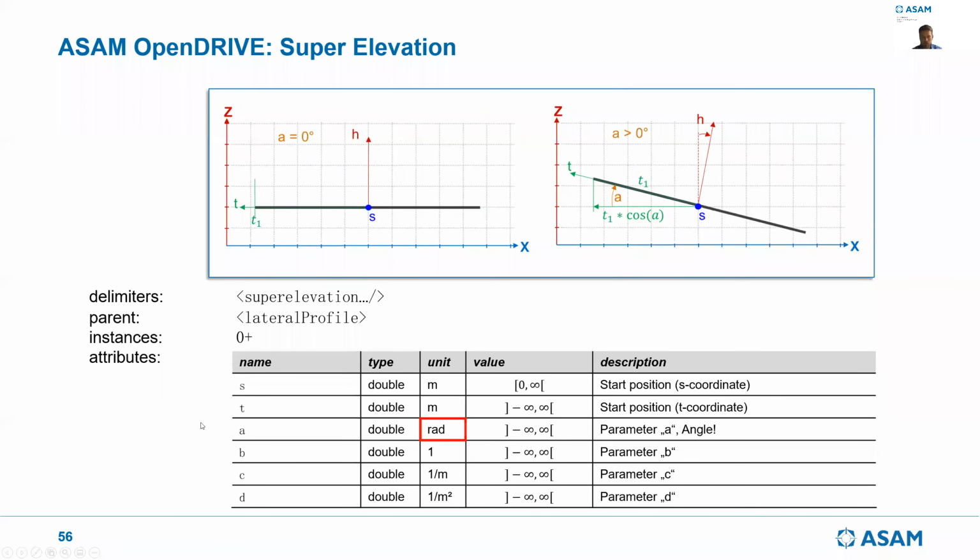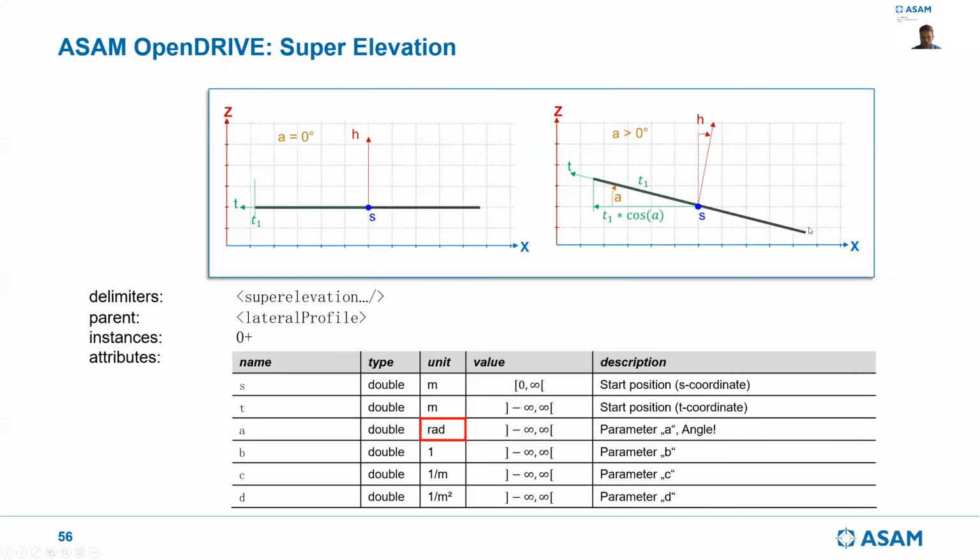Now, super elevation is defined in the same way. So we've got the same parameters, but there's a slightly different but important difference. In the elevation profile, A is defined in meters, and here it is defined in radians. So A is an angle, and that is important to remember when you calculate your values, because otherwise you would end up with wrong results. And of course, that's a tilt around the s-axis. So in here, you turn the whole coordinate system and the whole road as well.